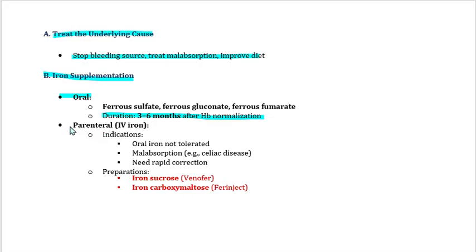We can also give IV iron, and the indications include when oral iron is not tolerated. For example, patient is suffering from celiac disease. If we give him orally, there will be no absorption. So, if there is malabsorption, as said earlier, and need for rapid correction, for example in pregnant ladies, we need to restore iron rapidly, so we have to give IV iron. Preparations include iron sucrose, which comes under the brand name Venofer, and iron carboxymaltose, which comes under the name of Ferinject.